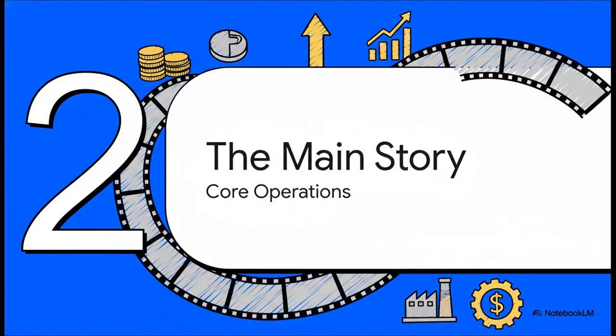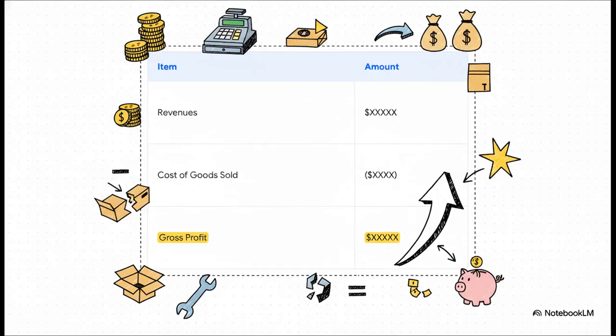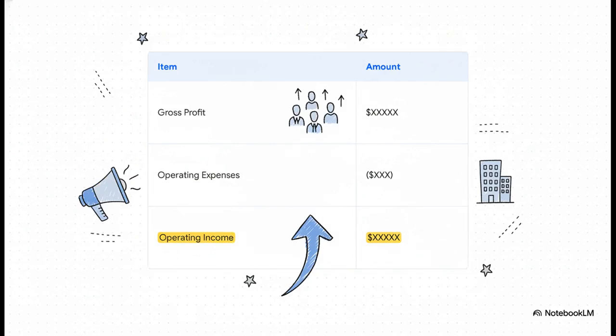Now, every good movie has a main plot, right? Well, for a business, the main plot is its core operations, the very reason it exists. And that's exactly where the income statement kicks things off, right at the top. The story opens with revenues. That's all the money the company earned from its sales. Then, right away, we subtract the direct cost of making those goods or providing those services, and that gives us our first key figure, gross profit. Okay, so from that gross profit, we then subtract all the other costs of just running the business. Things like marketing, R&D, administrative salaries, we call those operating expenses. And what's left is another super important number, operating income.